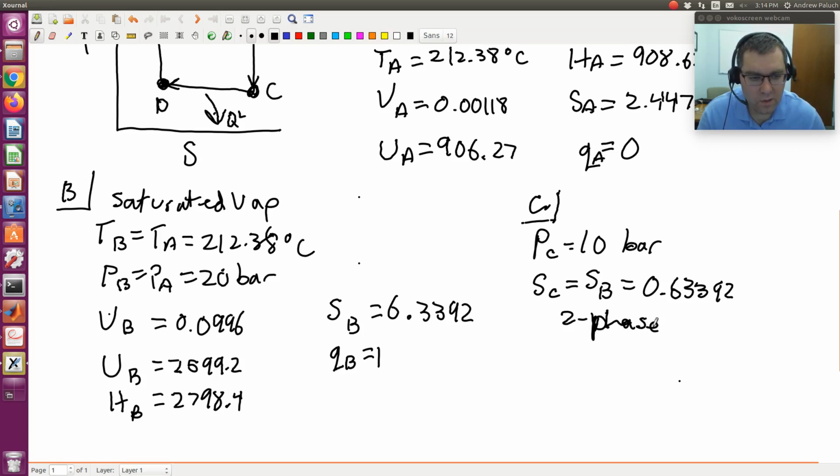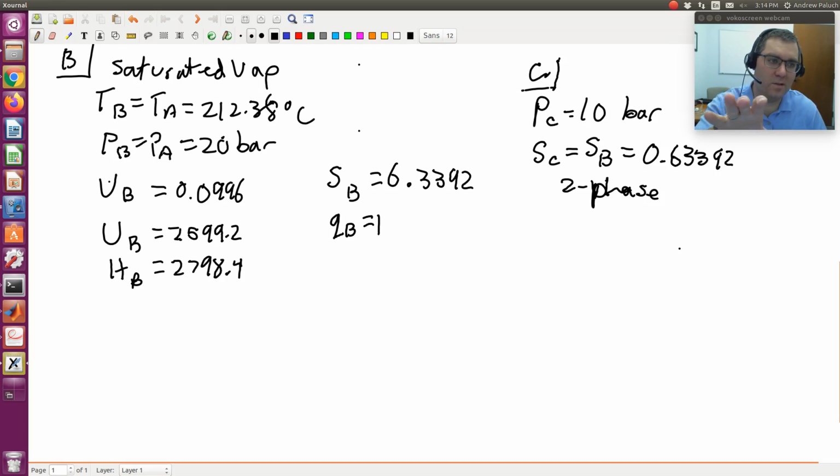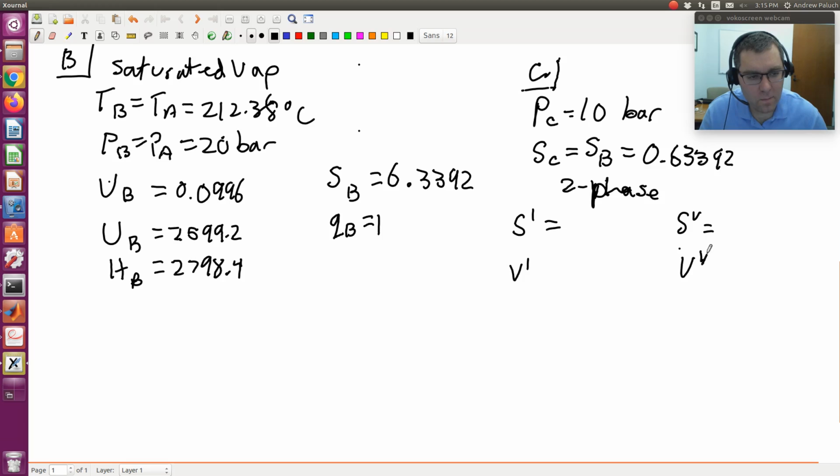And so what I'll need to do is write down entropy, volume, internal energy, and enthalpy of my liquid and vapor. And then once I have that, based on the known specific entropy of my system, I can calculate the quality. Then once I have my quality, I can calculate my property of interest. So say my specific volume of my system will be specific volume of liquid and vapor weighted by the fraction of the system that's liquid or vapor. Okay, so let's do it. So I have SL and SV, VL, VV, UL, UV, and HL and HV.